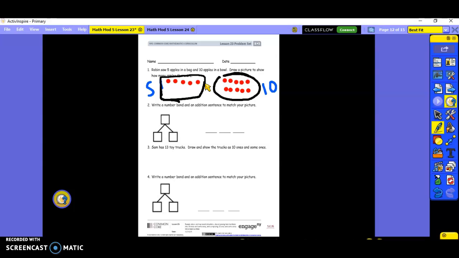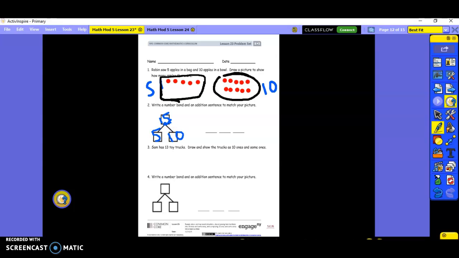Okay, so let's talk about what we knew. We knew that 5 were in a bag and 10 apples were in a bowl. That's right. So we knew our parts, and that gave us, when we put our 10 and our 5 together, we know that we have 15 apples. Miss Lakia is going to write 15 at the top of my number bond. How did I have that 15? Yes, the problem told me my parts. It said 5 were in a bag, 10 were in a bowl.